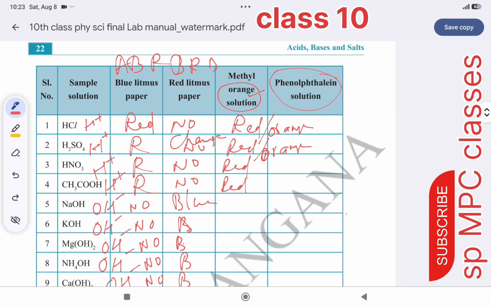Methyl orange with acid is red, orange with the base is yellow. So the remaining five are bases, so we should write yellow.